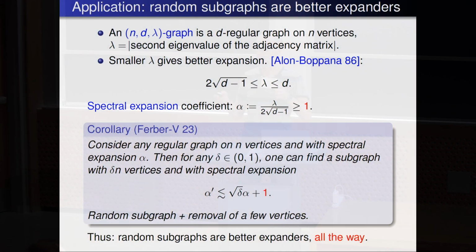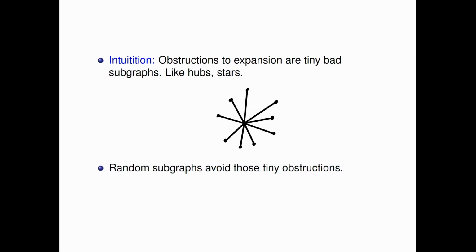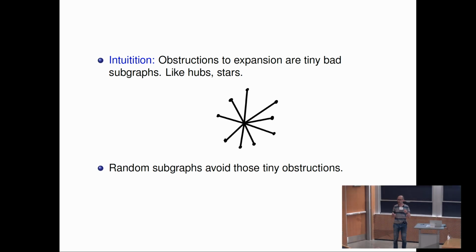Now the intuition. Why would expansion suddenly improve when you pass to a random subgraph? I guess the intuition is like this. What are the obstructions to being an expander? There are very badly behaved vertices with bad degree distributions. Either they're isolated, like noise, or, on the contrary, they have too many neighbors, like stars or hubs. Those are the bad guys.